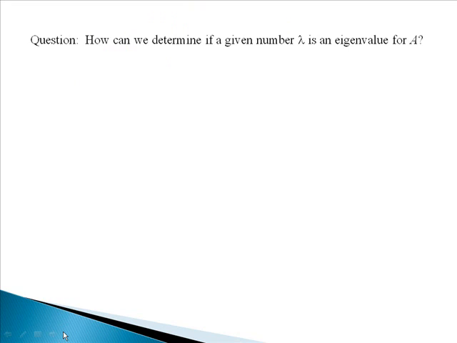So we need to ask ourselves the question, how can we determine if a given number lambda is an eigenvalue for A? We've got this equation, Ax equals lambda times x, and we're trying to see if a given number will satisfy that equation. If that's true, then it is the same as taking Ax and setting it equal to lambda times the identity I sub n times x. Basically the identity is just like multiplying by 1, and multiplying that by our vector, we still get our vector x. So we haven't changed the equation.